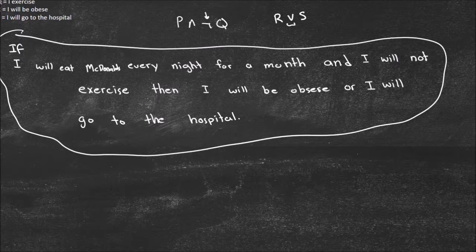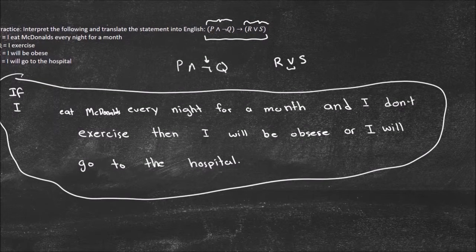Instead of doing the logical terms, that's what it means in real life. So we say, if I eat McDonald's every night for a month and I don't exercise, then I will be obese or I will go to the hospital. And that's what that statement means in terms of real words. So hopefully that makes sense.